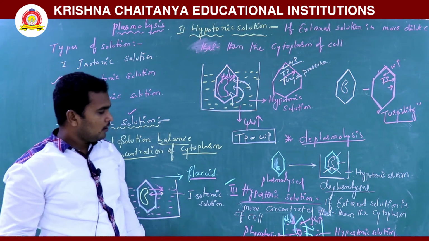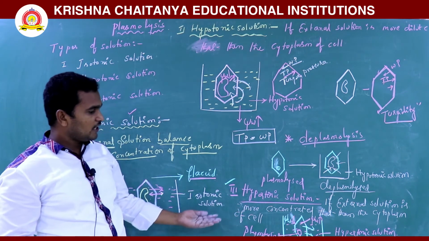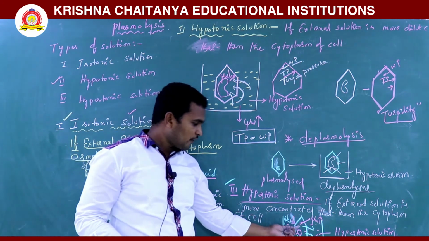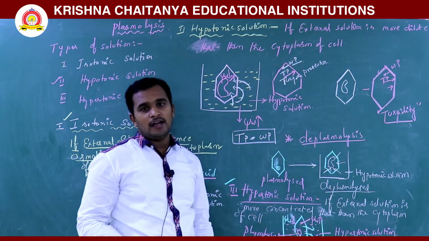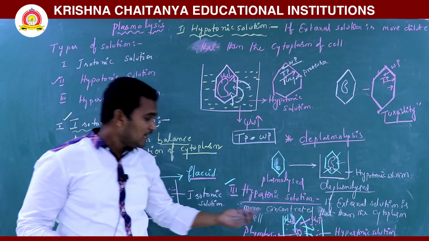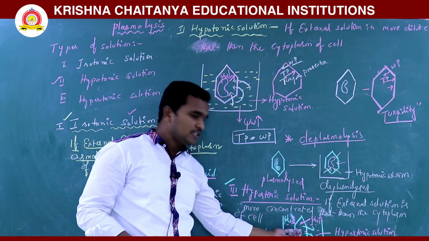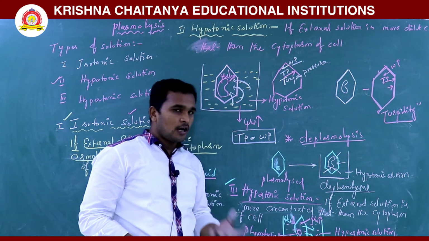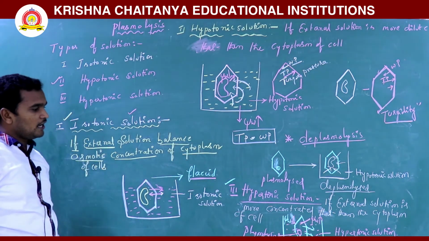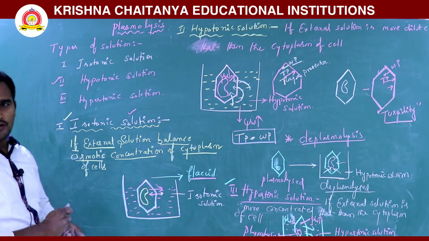But in a hypertonic solution, the external solution is more concentrated than the cytoplasm of the cell, so the water comes out from the cell to the beaker. Due to water being eliminated from the cell and transferred to the beaker, water is finally lost from the cell, so the protoplasm will shrink. This is called a hypertonic solution, okay.